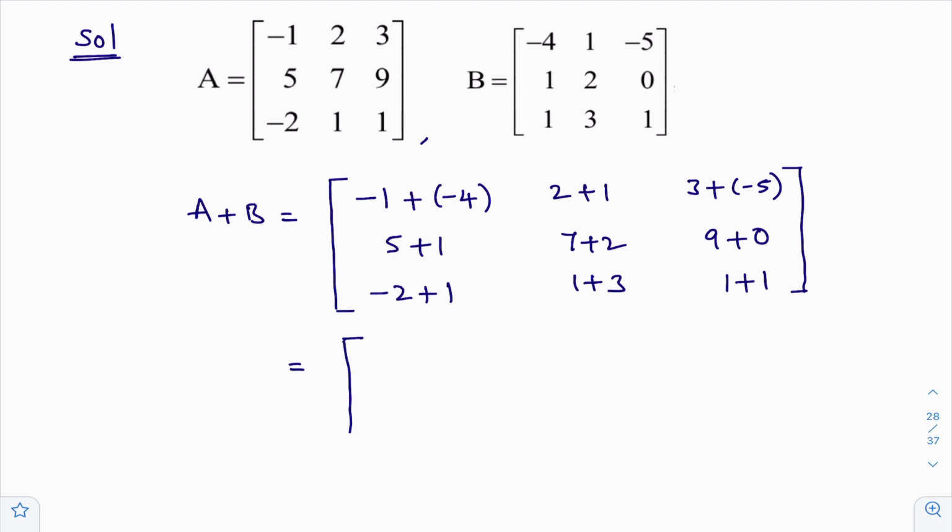Let's see what we will get. Okay, minus 1 minus 4 is what? Minus 1 minus 4 is minus 5. Okay, minus 5. 2 plus 1 is 3. 3 minus 5 is minus 2.